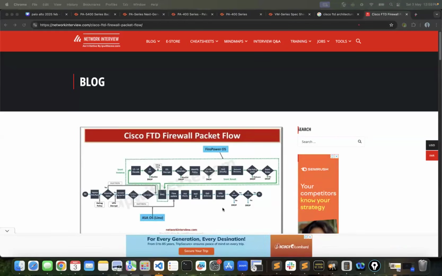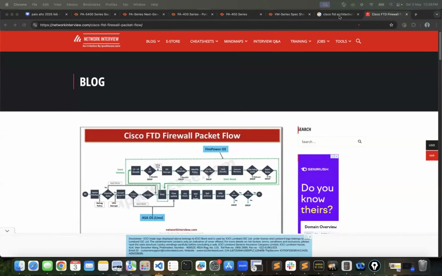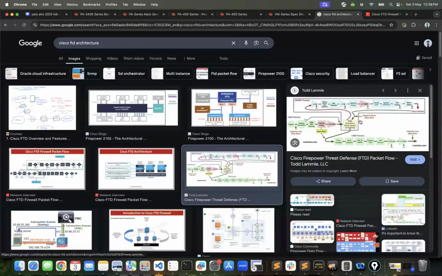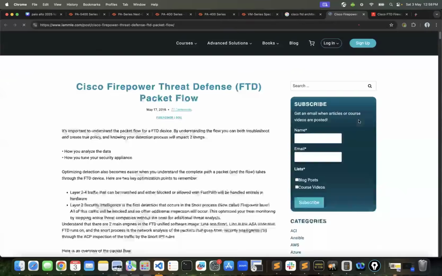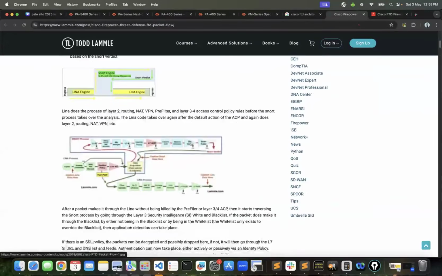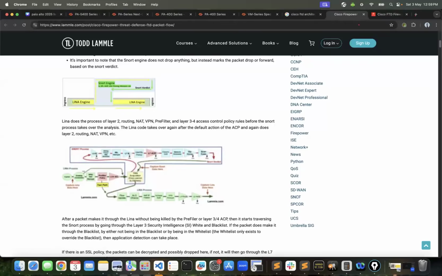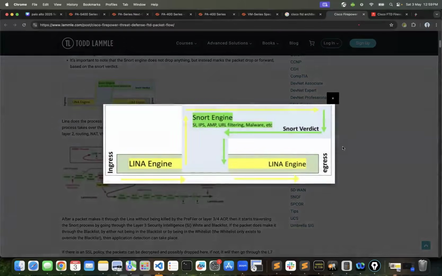Small. Are you able to see that? No, right? Very small. This one is good. Yeah, this is good.